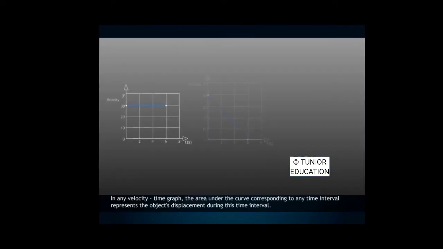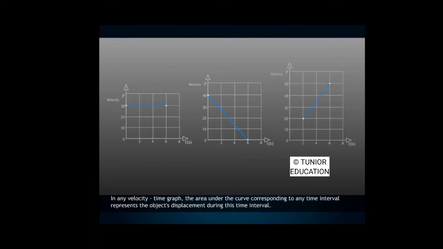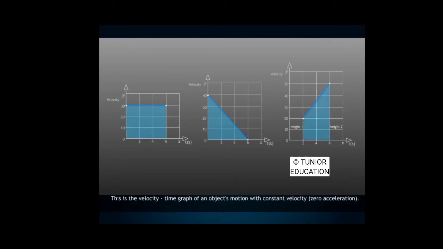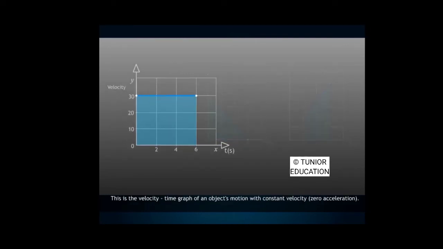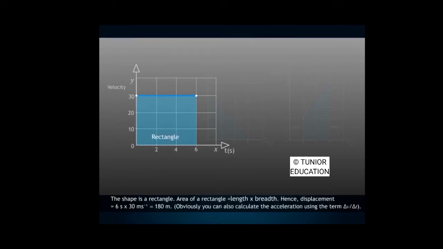In a velocity time graph, the area under the curve corresponding to any time interval represents the object's displacement during this time interval. This is the velocity time graph of an object's motion with constant velocity, that is 0 acceleration. The shape is a rectangle. Area of a rectangle equals length into breadth. Hence, displacement equals 6 seconds into 30 meters per second equals 180 meters. Obviously, you can also calculate the acceleration using the term delta v by delta t.